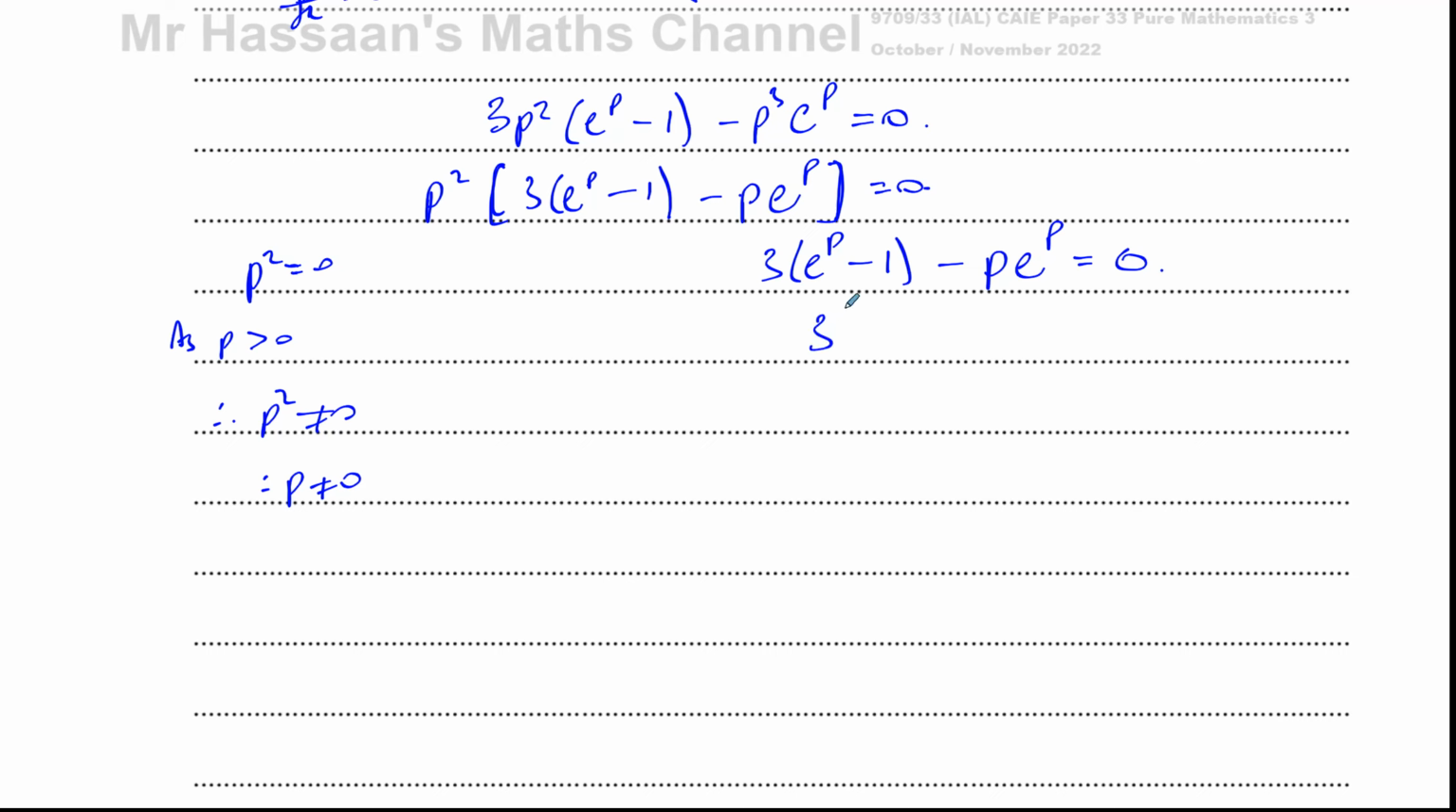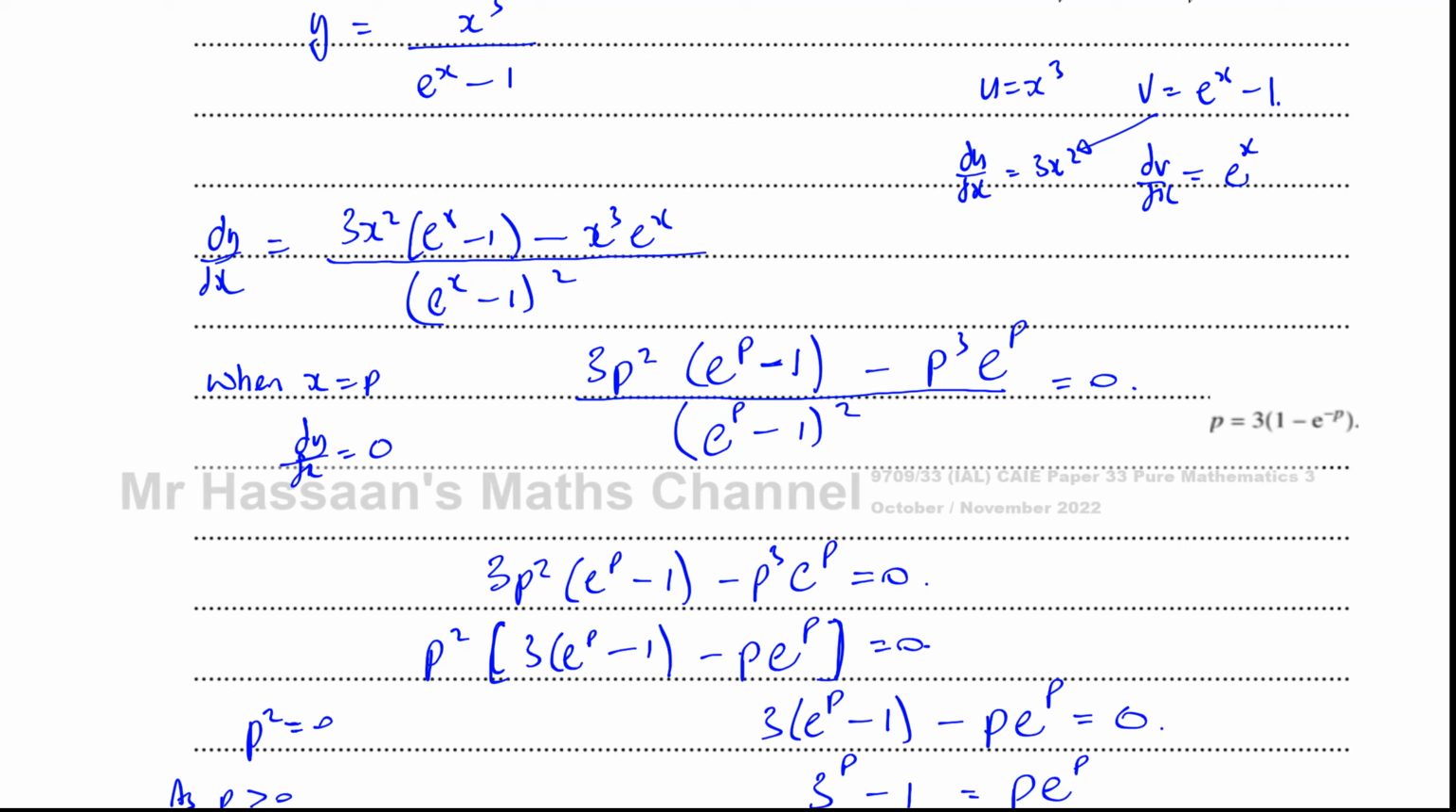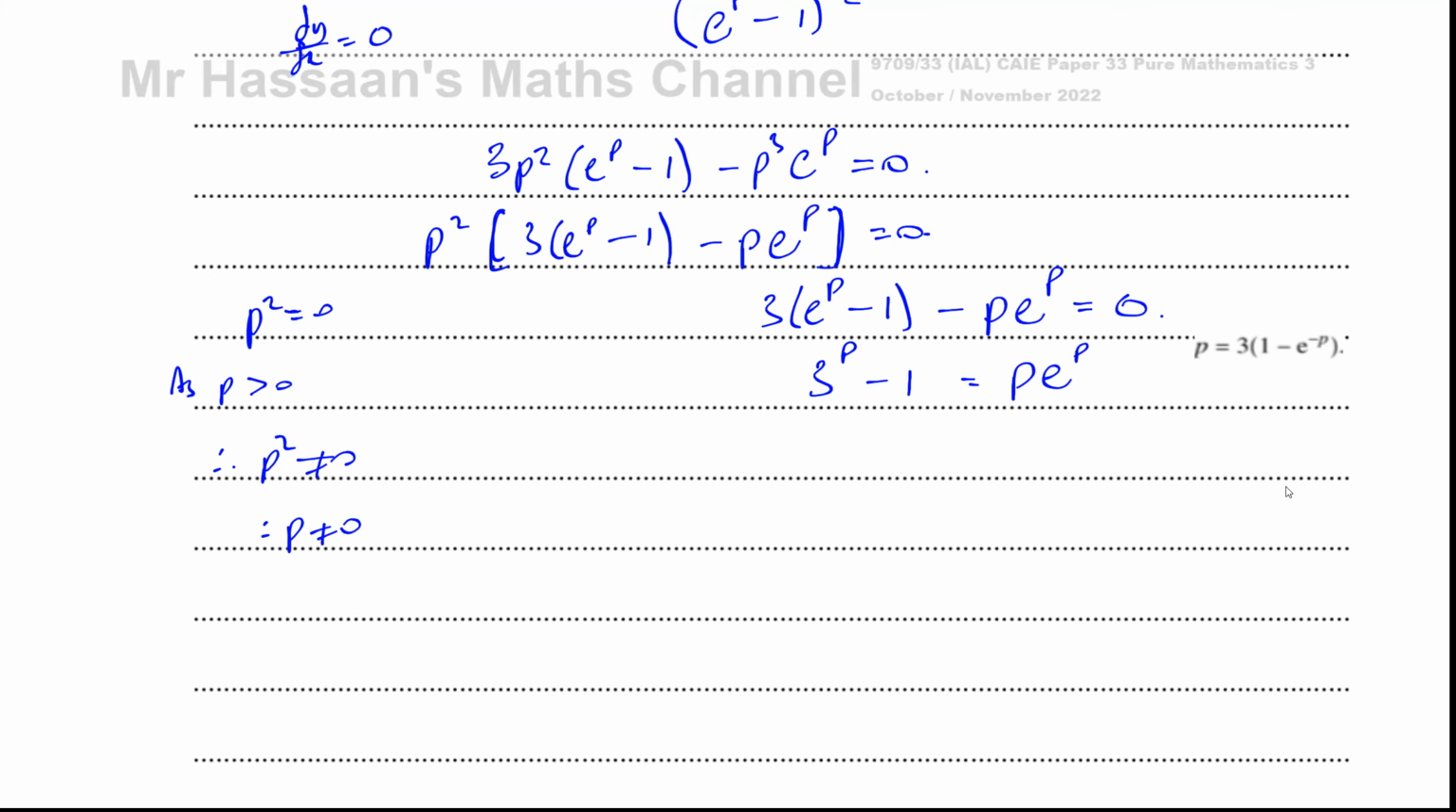So I can say 3 times e to the power of p minus 1 equals p times e to the power of p, and in the end we have to make it look like this. As we can see, it has to look something like this. Sorry, there's something missing here. What did I write here? I wrote that all down wrong for some reason. 3 times e to the power of p minus 1. So you shouldn't be in a rush.